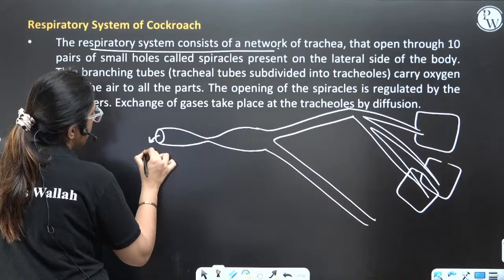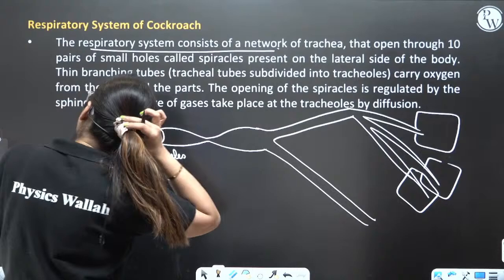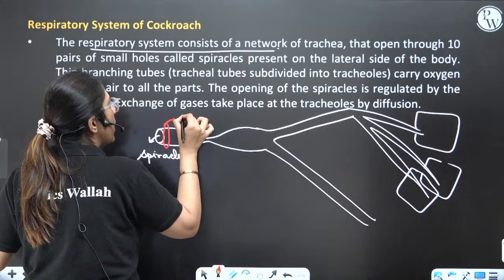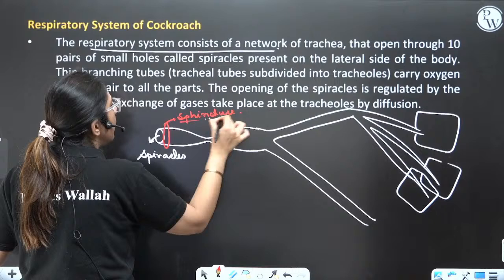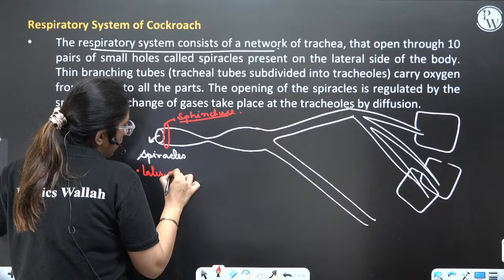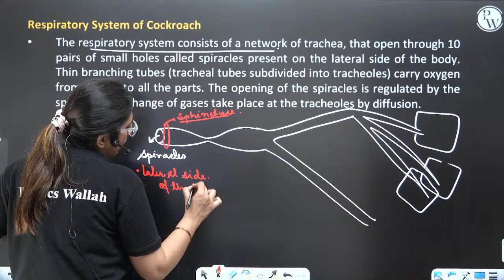So these are the spiracles. Just like the rubber band I'm wearing, they also have a rubber band towards the outer side, which is termed a sphincter, which regulates the opening and closing of these spiracles present on the lateral side of the body. Lateral side, how many? 10 pairs. They open into trachea, which further differentiate into tracheoles.